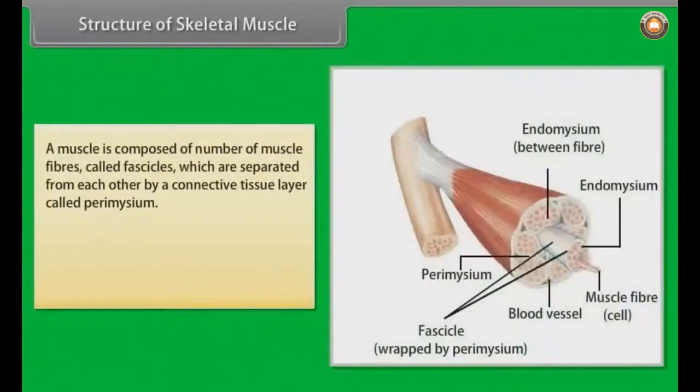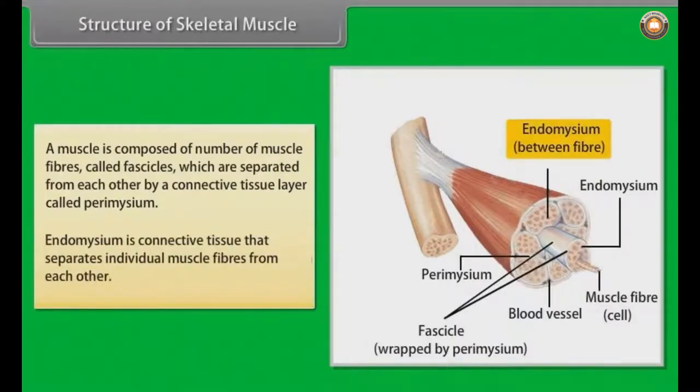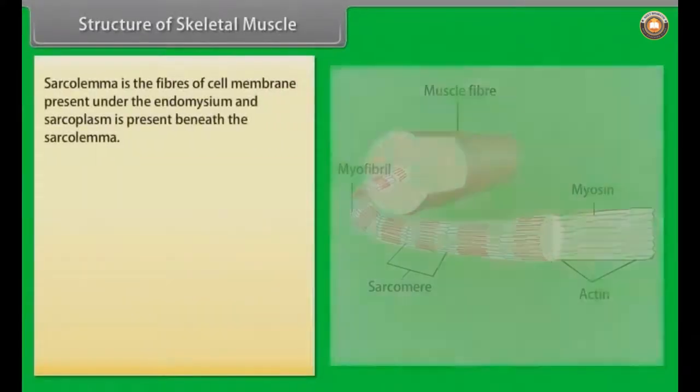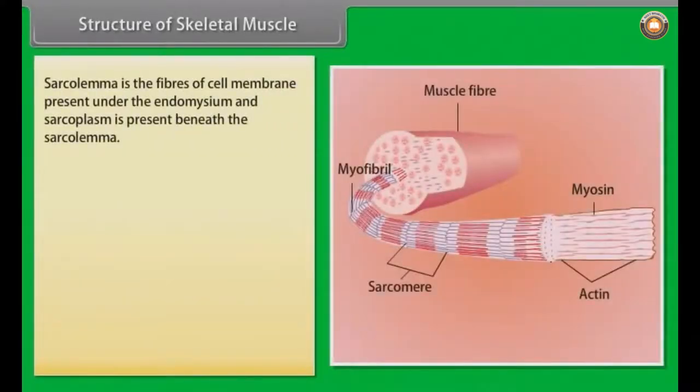Structure of skeletal muscles. A muscle is composed of a number of muscle fibers called fascicles, which are separated from each other by a connective tissue layer called perimysium. Endomysium is connective tissue that separates individual muscle fibers from each other. Sarcolemma is the cell membrane present under the endomysium, and sarcoplasm is present beneath the sarcolemma.